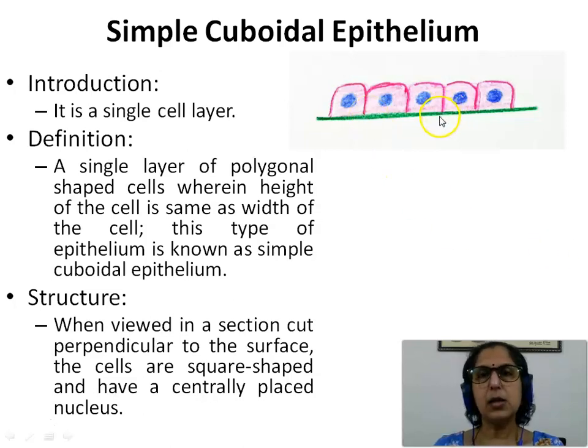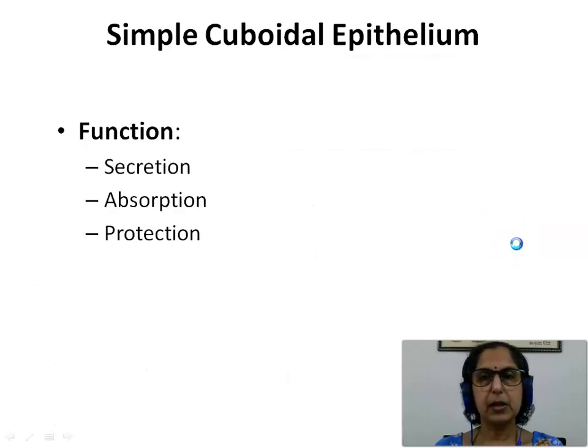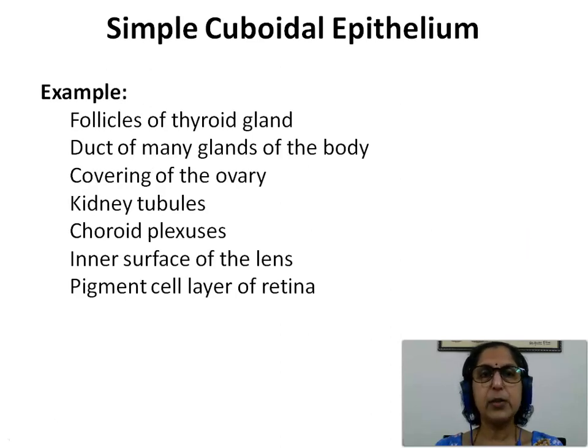This is how a simple cuboidal epithelium looks like. Basement membrane and cells which are square shaped, height of the cell same as the width of the cell, and they have a rounded centrally placed nucleus. What is the function of this type of epithelium? Secretion, absorption, and protection. And where do we see simple cuboidal epithelium in the body?